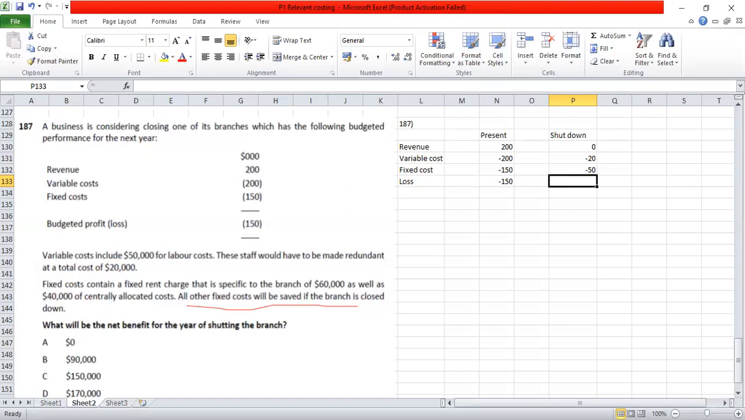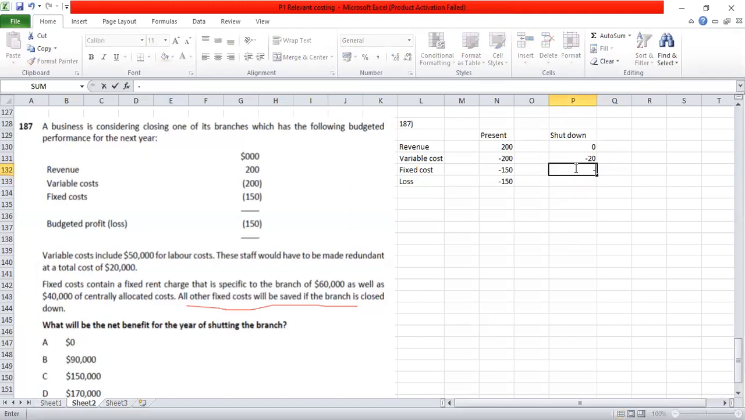So what is the only cost which is incurred? The fixed cost contains the rent charge that is specific to the branch. So rent will not be incurred. Rent fixed cost will not be incurred, but centrally allocated cost will be incurred, because it is not specific to that branch. It's a general thing that's given to everything. So it will only be 150 out of that minus 40.